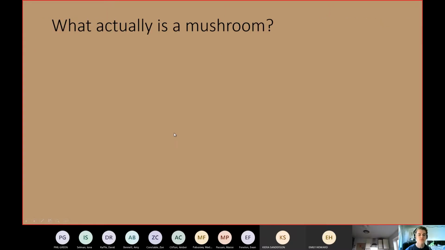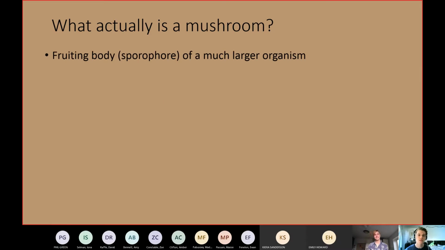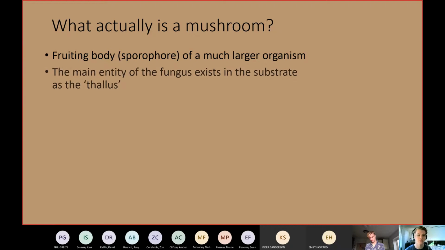I thought it's worth defining at the beginning what actually is a mushroom. A mushroom is the fruiting body of a much larger organism. A mushroom is not a whole species of fungus. It's basically the reproductive part, per se. It's a thing that comes out of the ground and shoots spores, the equivalent of eggs, and these eggs will then go off and start new colonies.